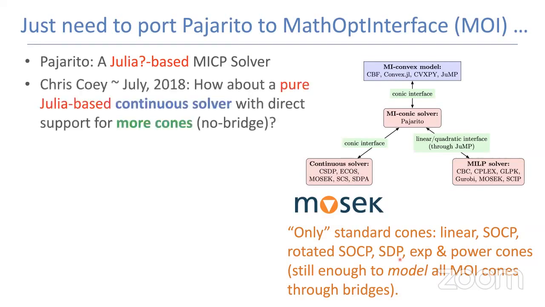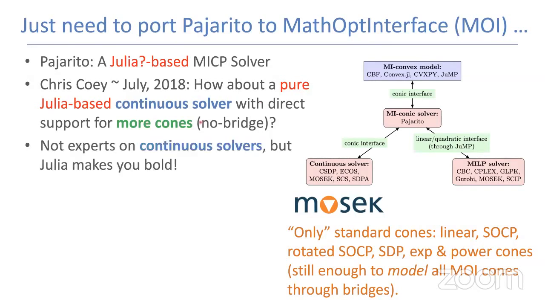So after the last meeting, the second JuMP-dev, Chris, around July 2018, was like, well, what about making a pure Julia-based continuous solver that doesn't need to do the reformulations, that directly deals with all the cones that MOI could deal with and more. It was a chicken and egg thing, with adding more cones directly to the MathOpt interface happening all at the same time. Of course, I'm not an expert on continuous optimization, Chris was not an expert on continuous optimization, but Julia makes you bold. So let's just do it. And we started working on that.